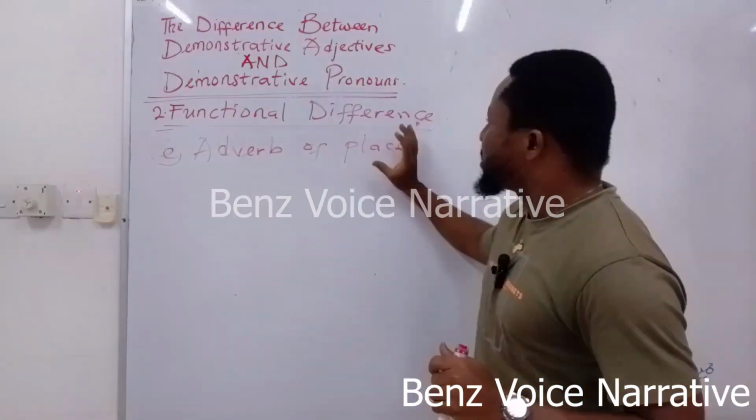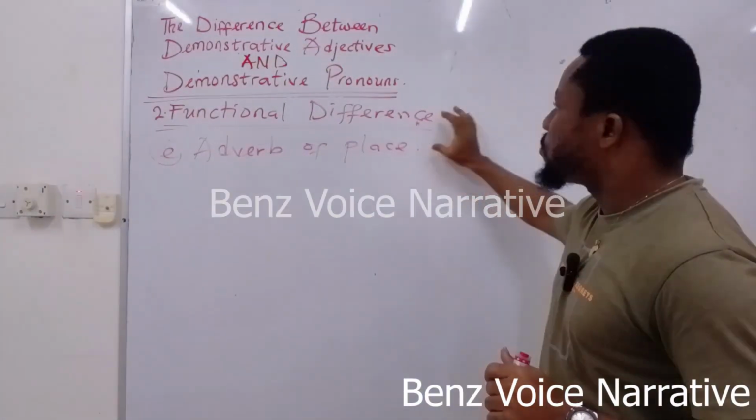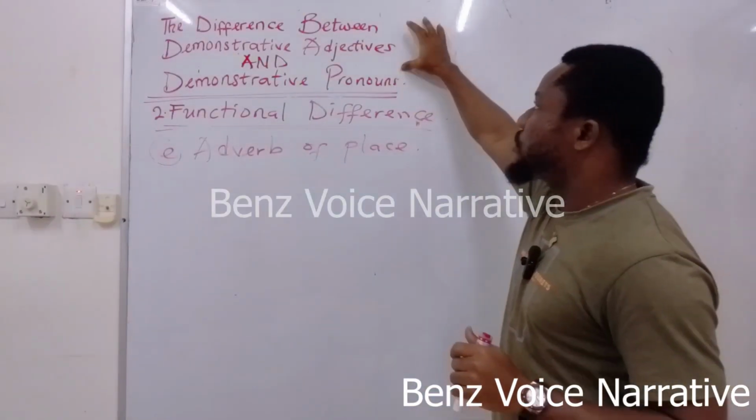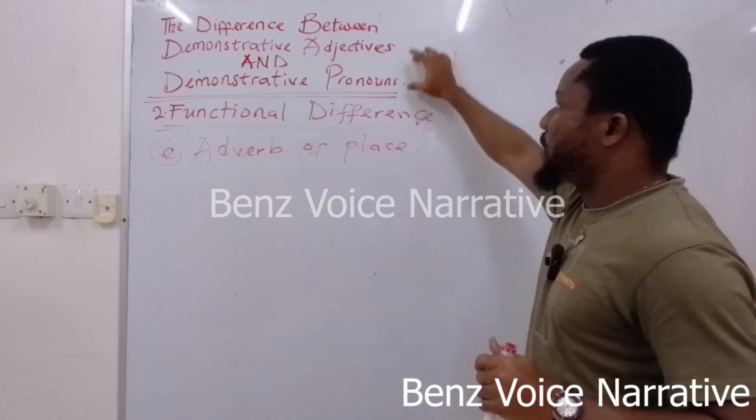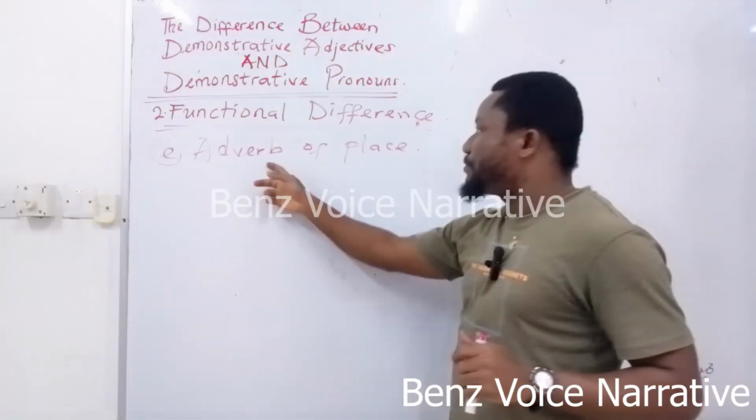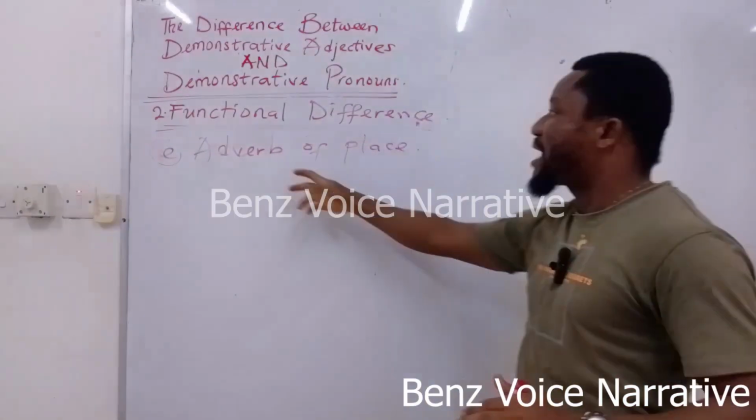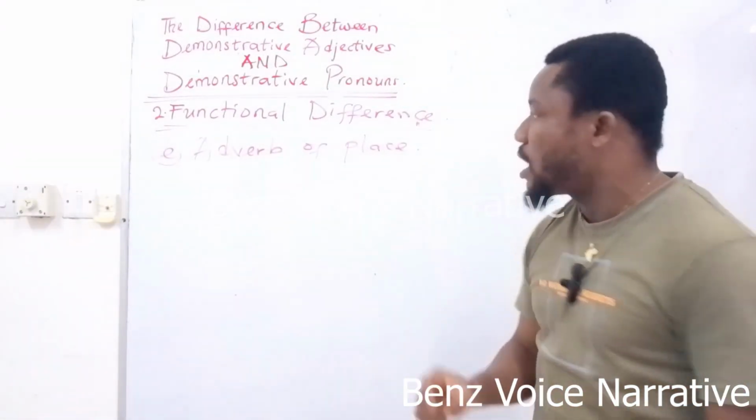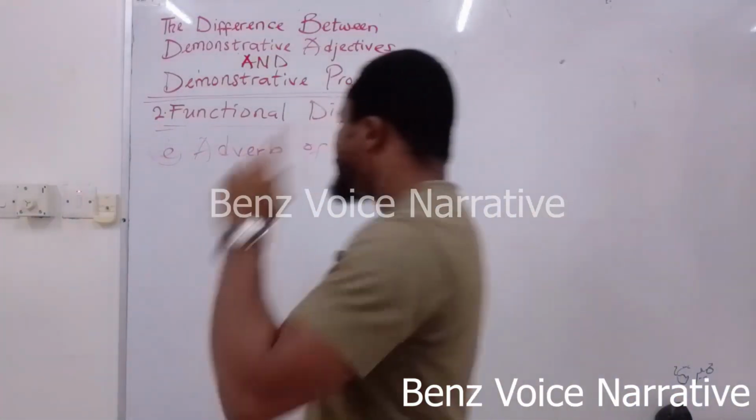Okay. So in this case, we want to consider this function in a way that we differentiate between demonstrative pronouns and demonstrative adjectives. Now, which of these can function as adverb of place? It is a demonstrative pronoun that can function as an adverb of place. A demonstrative adjective cannot function as the adverb of place in a sentence. Okay, so let's have examples.